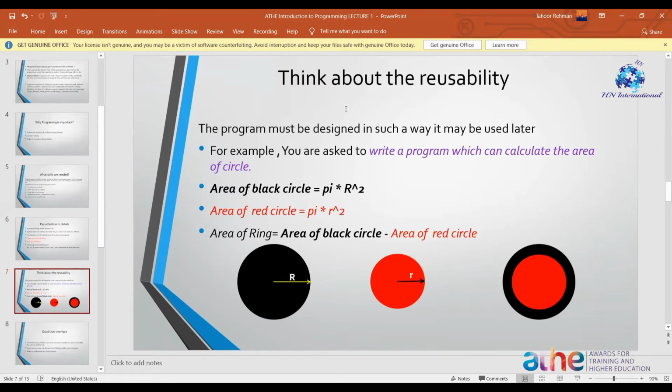So basically, what is the formula for calculating the area of a circle? Pi into r square. So we can use this formula in these three diagrams. We can find the area of the black circle, the area of the red circle, and the area of the ring. Is it clear? Your program should be reusable. If you are writing code, it must be reusable. You don't have to implement the formulas or the task again and again.